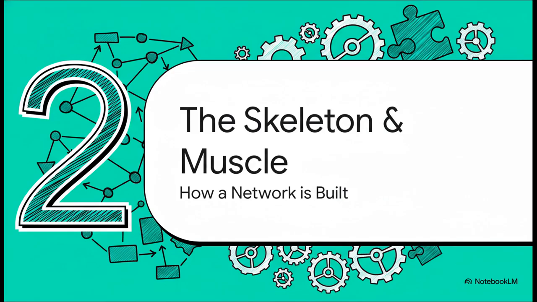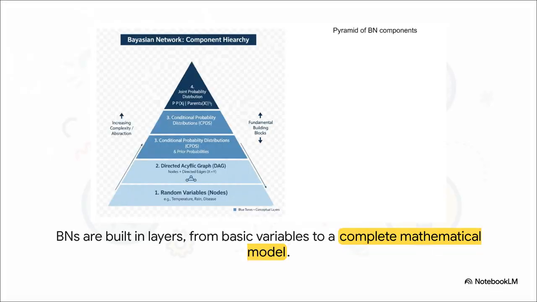So, the big question is, how are these powerful maps actually put together? To build one, you basically need two key ingredients: a blueprint that lays out all the relationships, and then the mathematical muscle to bring those relationships to life. This pyramid is a great way to see how a network is built from the ground up. Right at the bottom, we have our basic building blocks. These are the random variables, or what we call nodes in the graph. As we move up, we add the structure that connects them all together. And finally, we put in the numbers that quantify those connections, creating a complete model of the entire system.